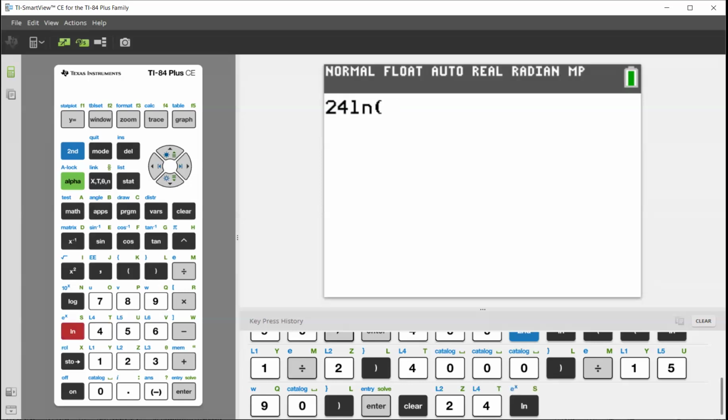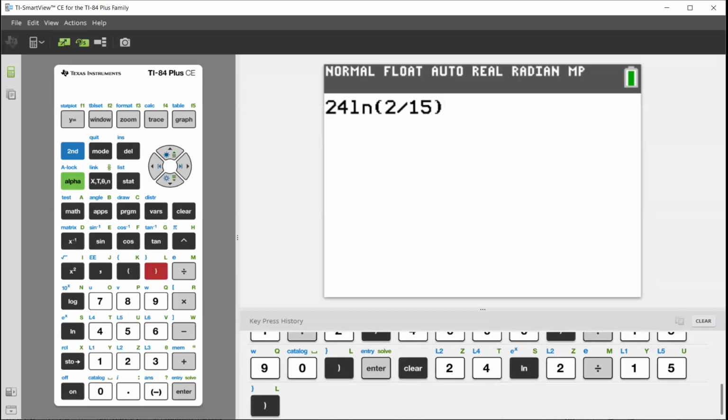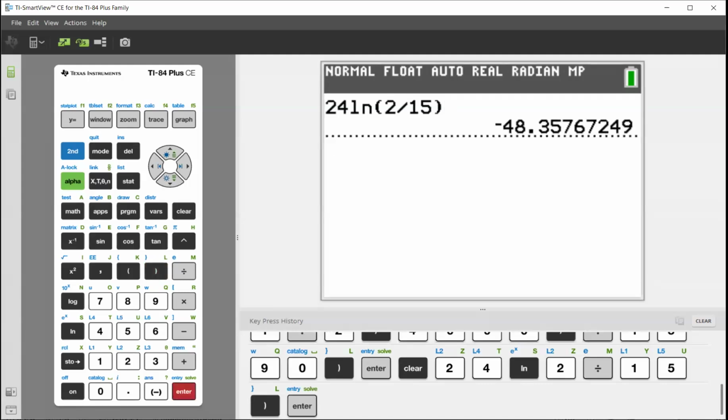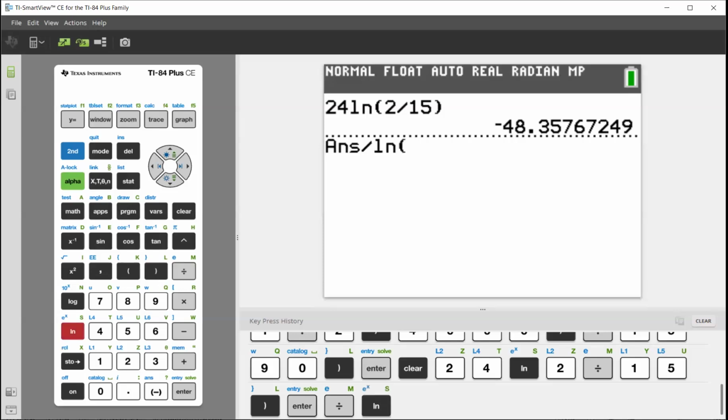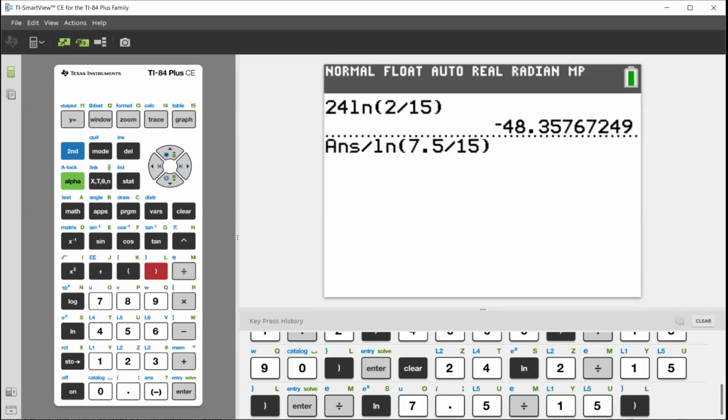Argument of the natural log is 2 divided by 15. Close the argument. So 24 times ln 2/15, that's the numerator. You enter, and that's the numerator. Use the numerator to divide by, behind a slash, that's going to be our denominator. ln, start the argument, 7.5 divided by 15. Close the argument. Done.